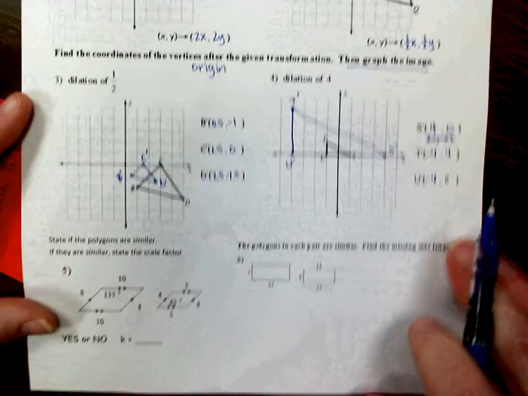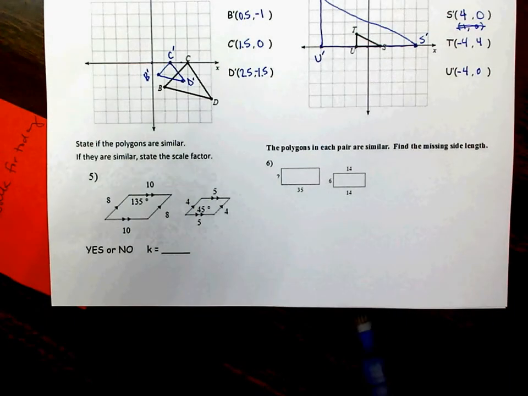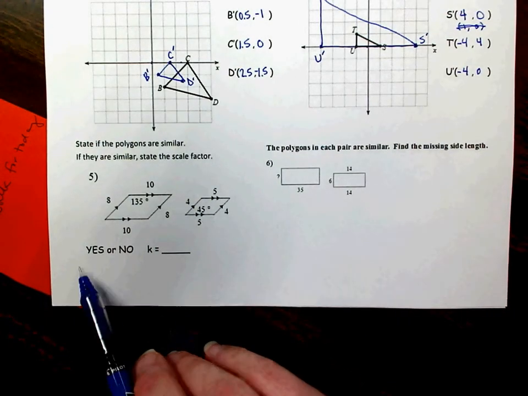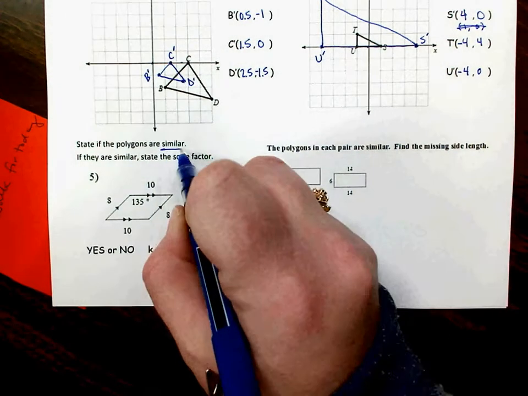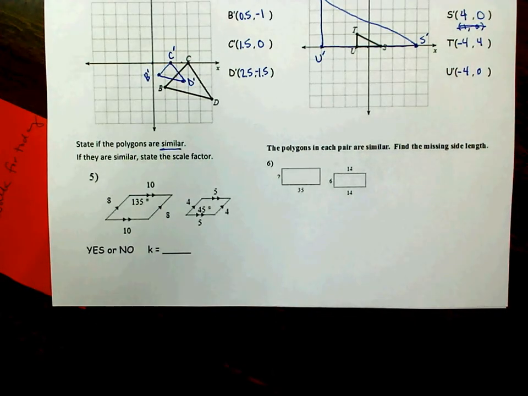On number 5, you're stating if the polygons are similar, so on your homework, make sure you circle yes or no. If you answer yes, you're going to give a scale factor. If they're not, of course, you won't give a scale factor. So remember, by definition, similar figures have to have all corresponding angles that are congruent and all corresponding sides that are proportional.